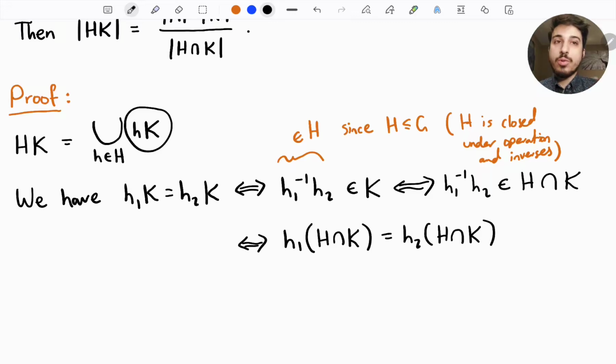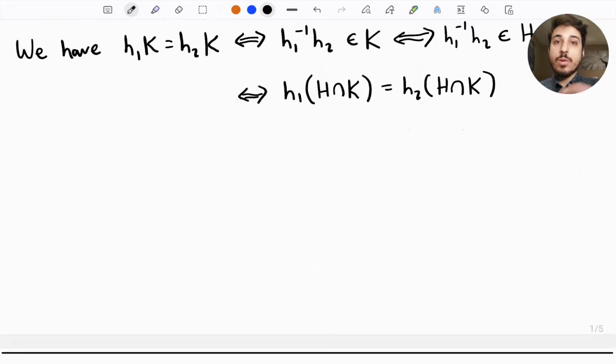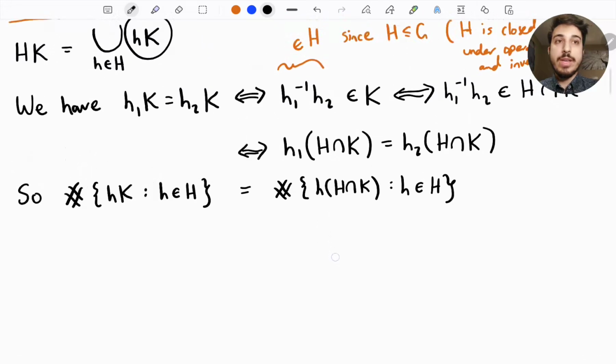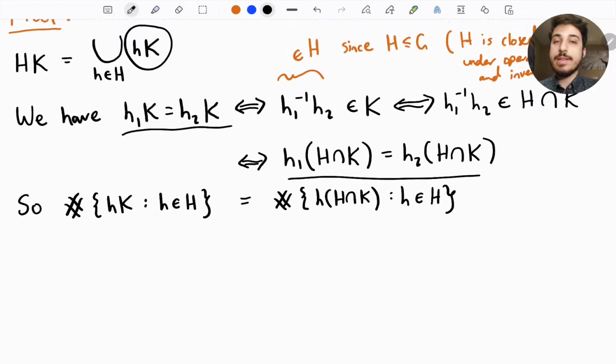So we have that two cosets of K are equal if and only if two cosets of H intersecting K are equal. So following this if and only if statement, if we take the set of the cosets hK as h ranges through H, and we take the set of cosets of H intersecting K as h goes through H, and we take the number of elements in this set, and we take the number of elements in that set, we find that these numbers are equal because of this if and only if statement.